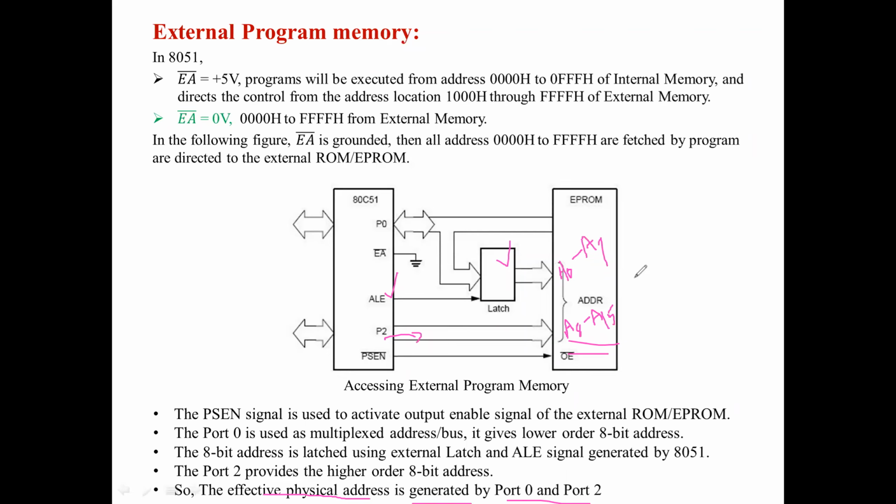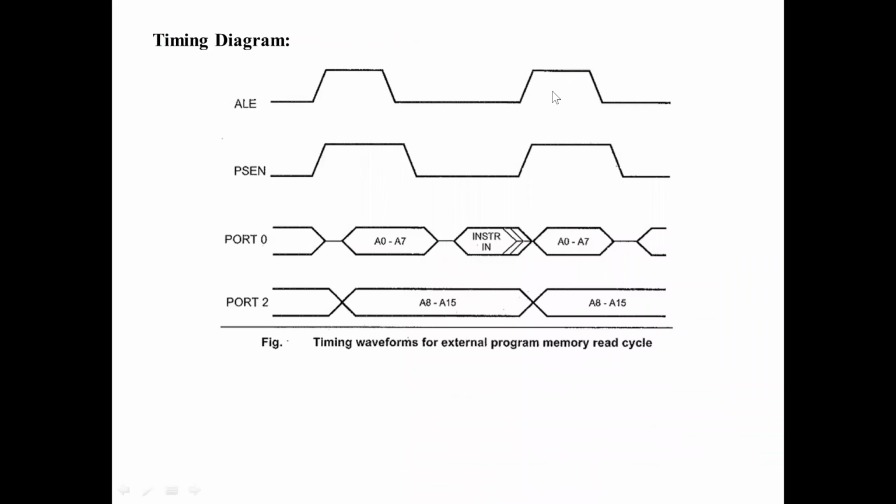If it is the proper physical address, then the appropriate data will be fed to the controller using this data bus, because port 0 is both address and data bus. Initially the address is given, and on the same line data is transferred from the EEPROM to port 0. It's very simple. The same operation is shown in the timing diagram.